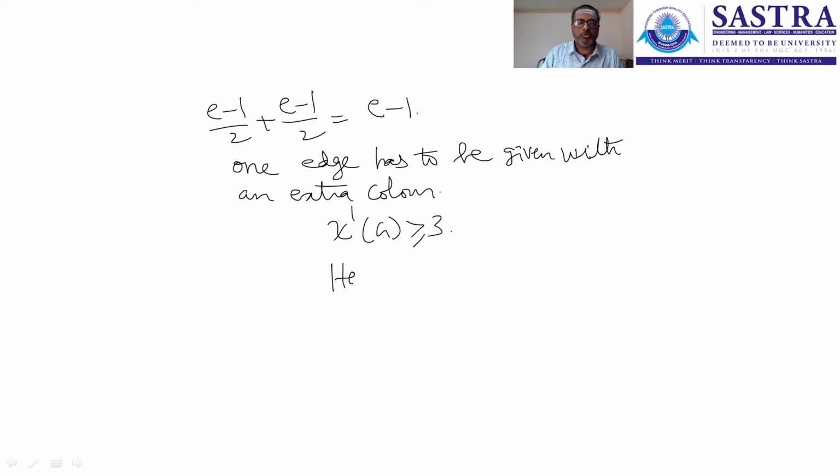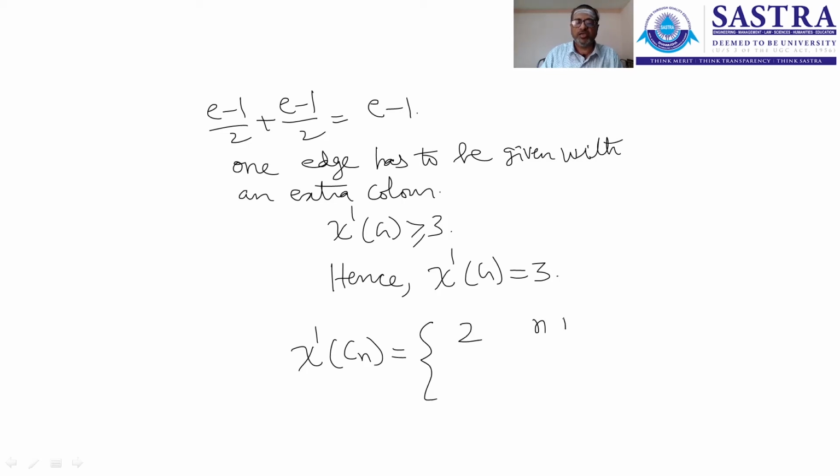So now you conclude, hence chi dash of G is equal to 3. Let me write down this result: chi dash of Cn will be 2 if n is even and 3 when n is odd. You have to remember this particular result. The technique of the proof is very important.